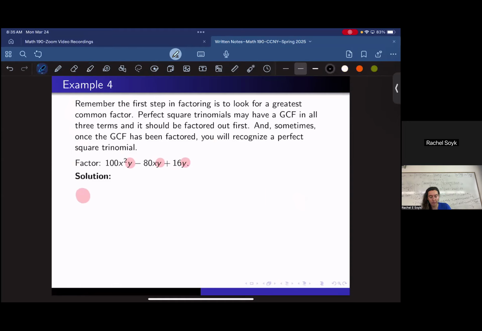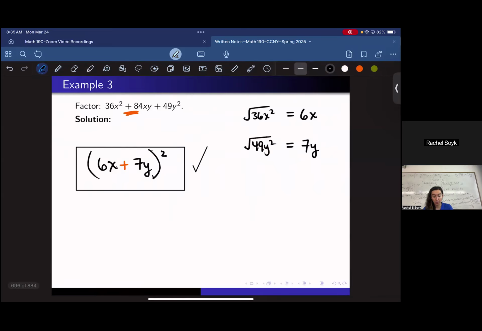So in this circumstance, it would be in your best interest to factor out that y before jumping into the whole perfect square trinomial. Whereas if we went back to example 3, I don't think 36, 84, and 49 have a greatest common factor, but let's say they did, you wouldn't have to pull those out because you know that the first and last terms are perfect squares, so you can just jump straight into that perfect square trinomial.